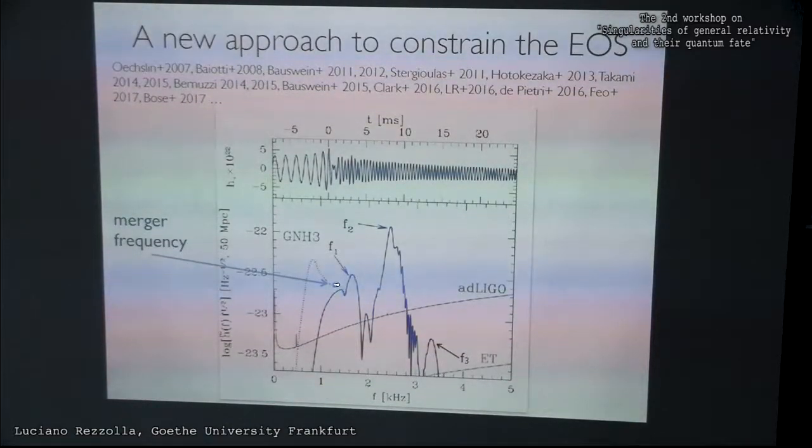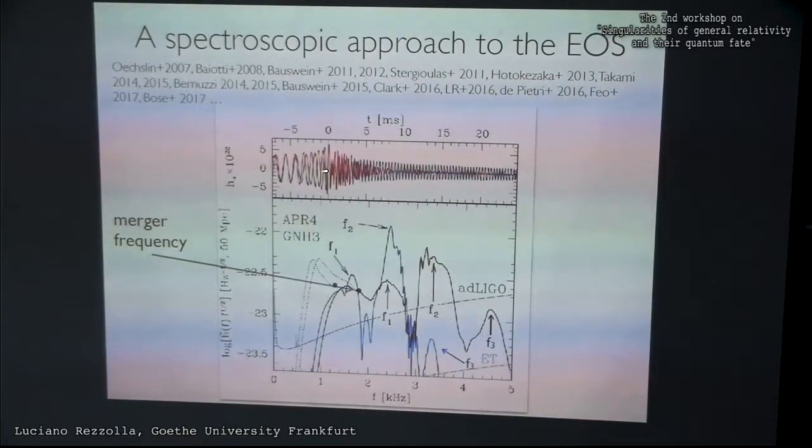Another thing you can appreciate is this circle over here. That's the frequency of the signal at merger. You just compute it. Essentially, it's a convention, but it's a useful convention. There is no feature appearing here. You just look at the amplitude. When the amplitude has a maximum, you fix the frequency, and that's the merger frequency. Now you change the equation of state.